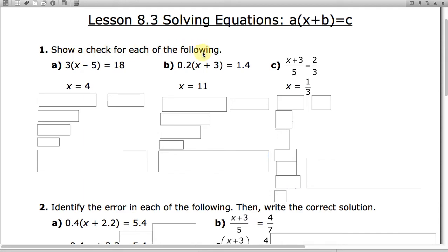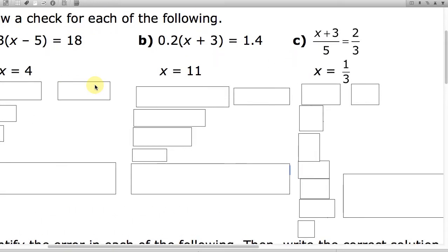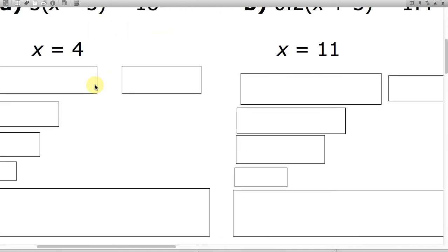So the first thing we want to do is practice our checking, showing a check for each of the following equations. So we have an equation with what we think might be a solution, we want to check it. So let me just zoom in on one at a time and take a close look.